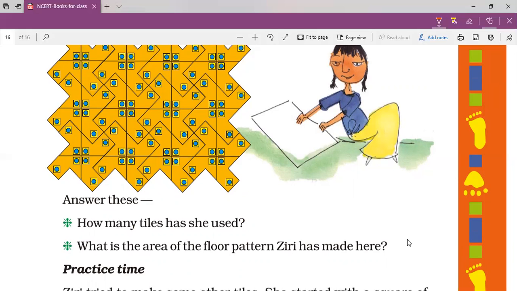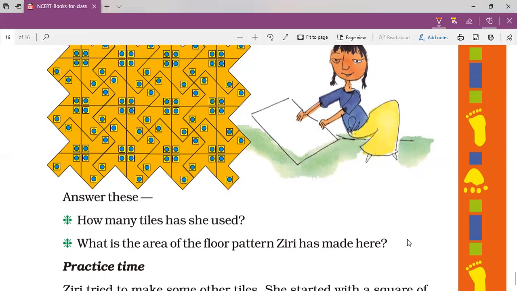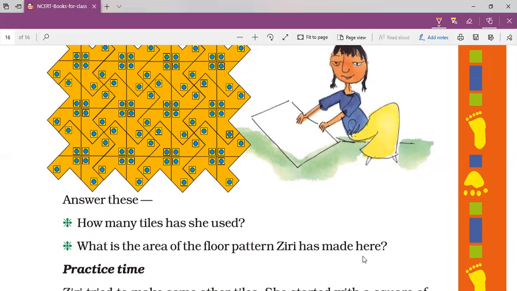The remaining practice questions you have to do as your homework in your notebook. So complete all these questions in your notebook. If you have any doubt, let me know. I will help you on WhatsApp. Don't do wrong questions. Read the instructions properly and then solve correctly.